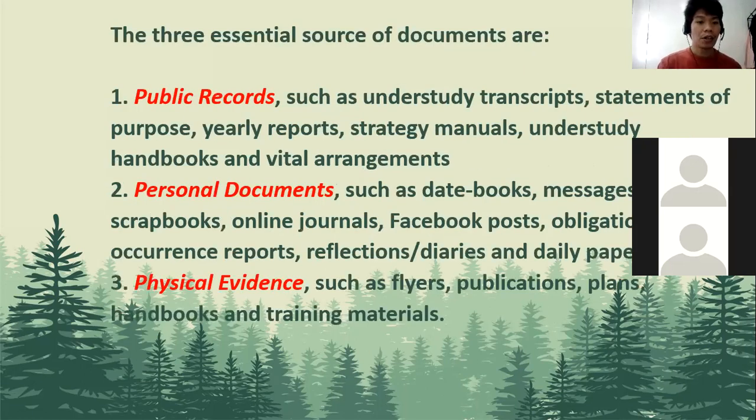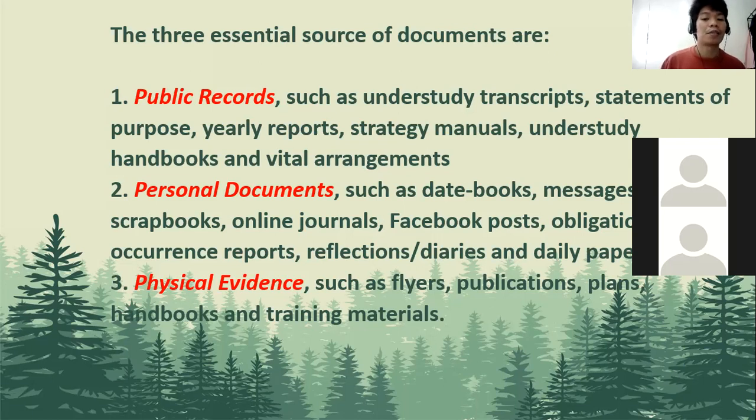Okay, these are the three essential sources of documents. We have public records, personal documents, and physical evidence. Public records, such as understudy transcripts, statements of purpose, yearly reports, strategy manuals, understudy handbooks, and vital arrangements. So public records could be in various forms. They have reports, manuals, handbooks, or communication letters. It depends what kind of records you'll be needing for your study.